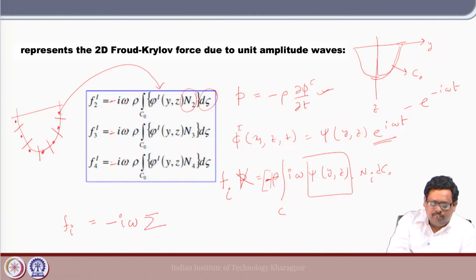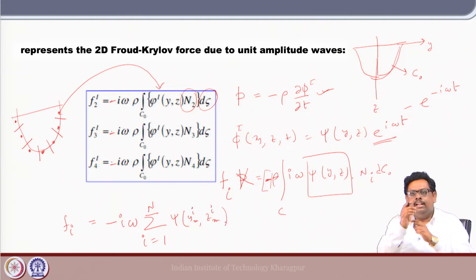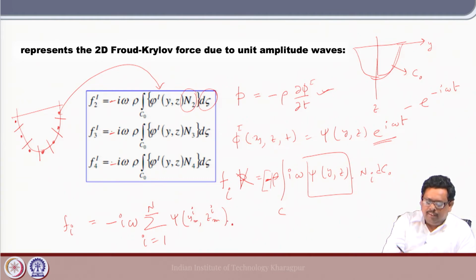It should be the sum over i equal to 1 to the number of straight lines. I think I have some n number of straight lines. Then I just put this functional value at the middle point of each section, which I can call y_m, z_m. It is basically the middle point between i and i plus 1 in this section. I find the value of psi over there, and then I multiply by that.